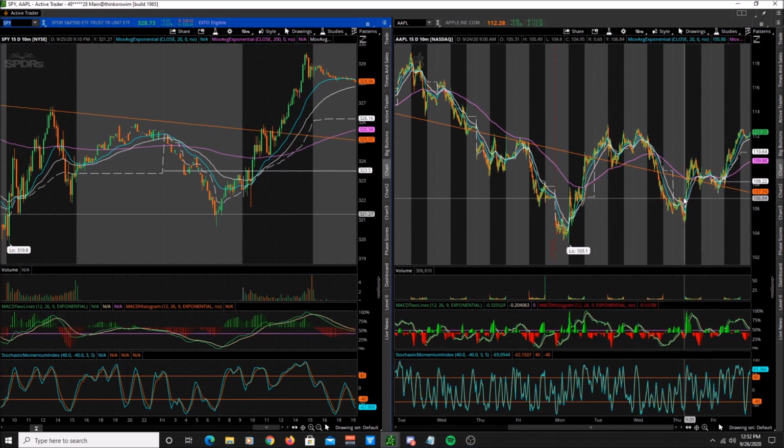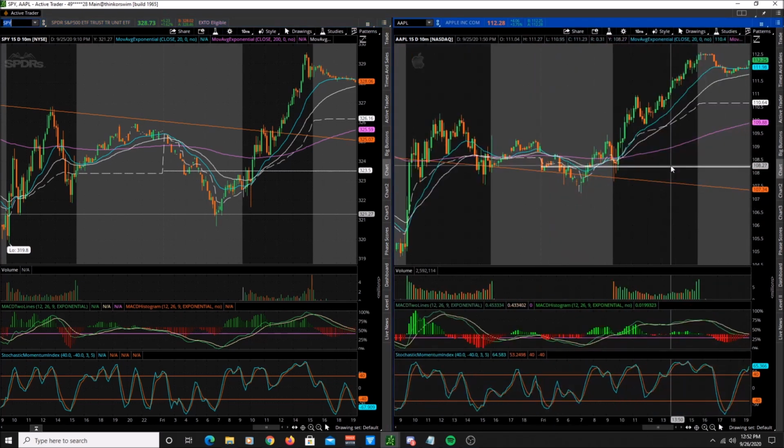Now, Apple was a loss. I grabbed Apple 110 puts at 1030. 110 at 1030, which was right here, I believe. Oh yeah, okay. I remember what I did here.